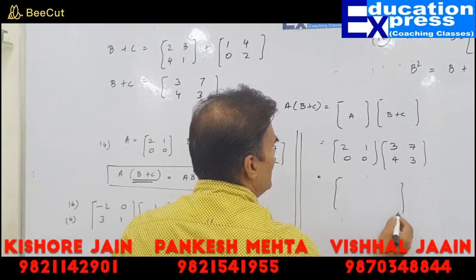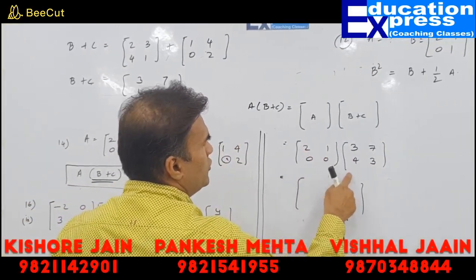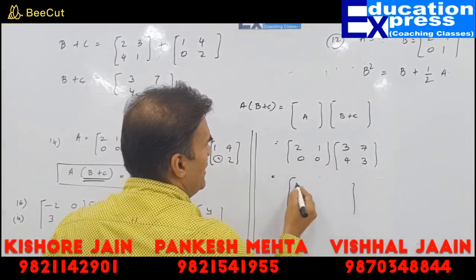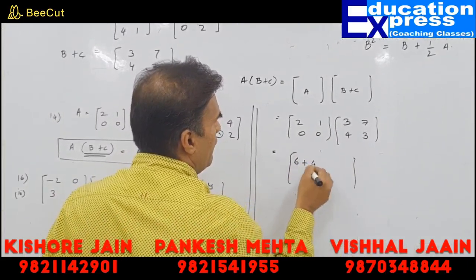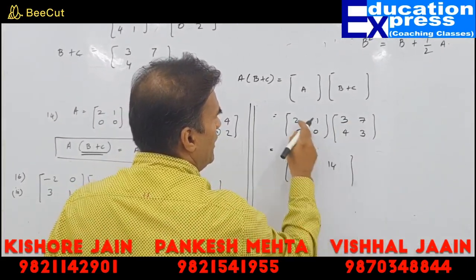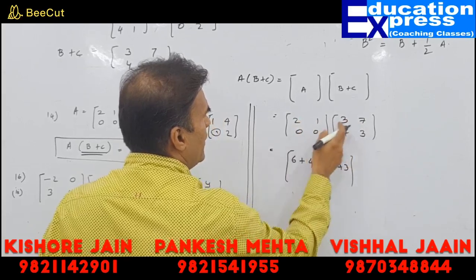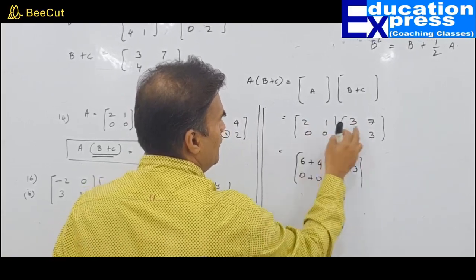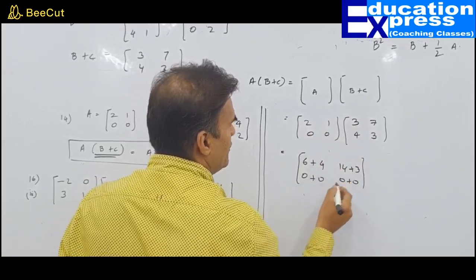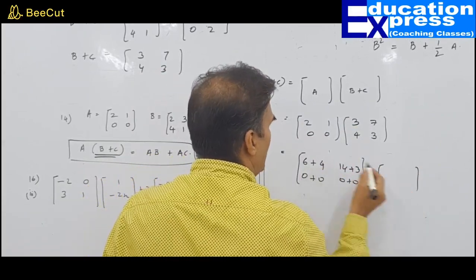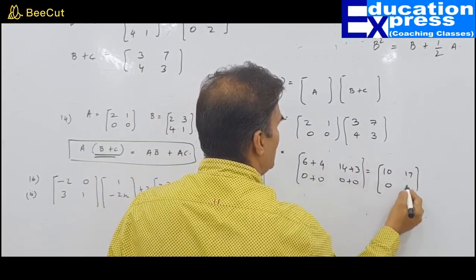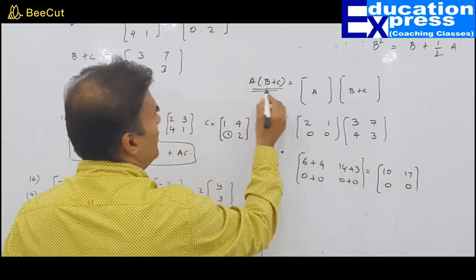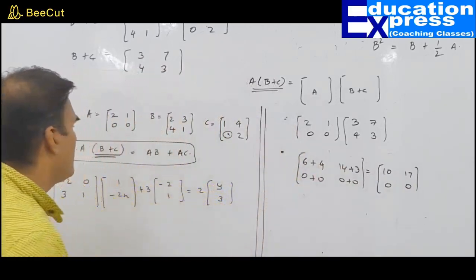Yes sir, order is same, we can multiply. 2 into 2, 2 into 2. So 2 into 3, 6 plus 4, 14 plus 3, 0 plus 0, and again 0 plus 0. That will give me matrix 10, 17, 0 and 0. This is the matrix, the first part of the question.